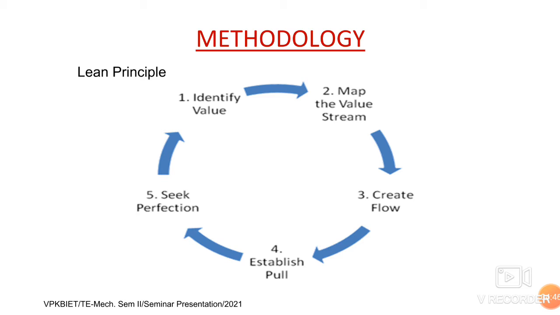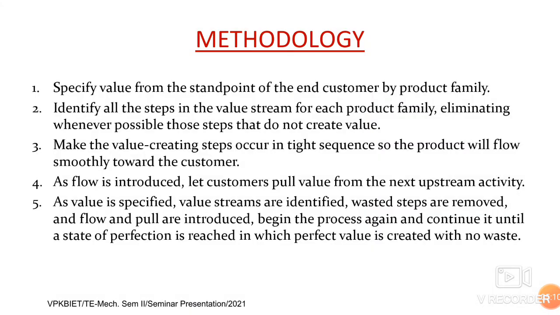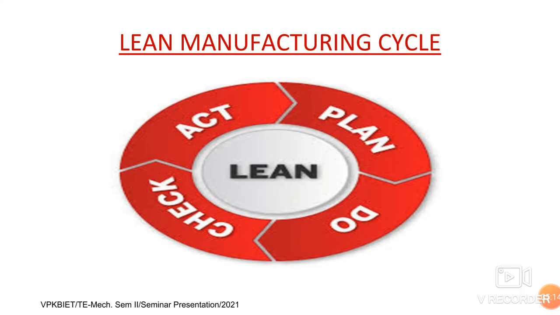As from step 1 to step 4, value is specified, value streams are identified, wasted steps are removed, and flow and pull are introduced. Begin the process again and continue it until a state of perfection is reached, in which the perfect value is created with no waste. So, this is the flow of the lean principle: identify value, map the value stream, create a flow, establish pull, seek perfection. Here is the explanation for the lean principle.